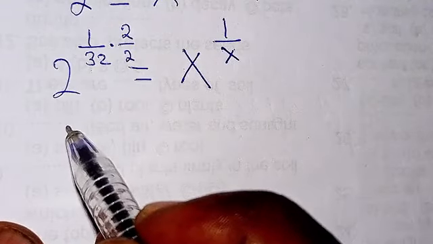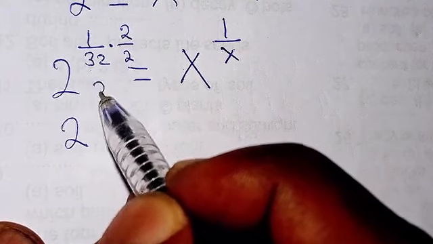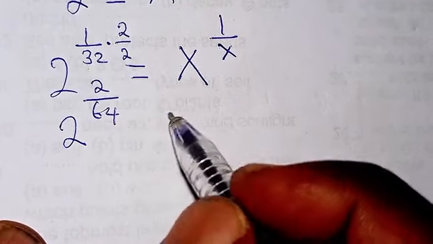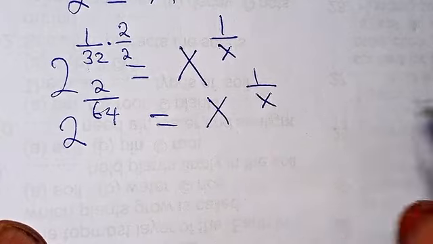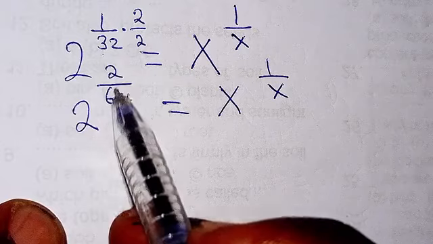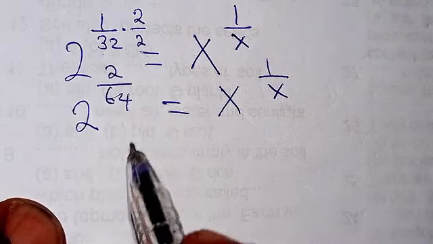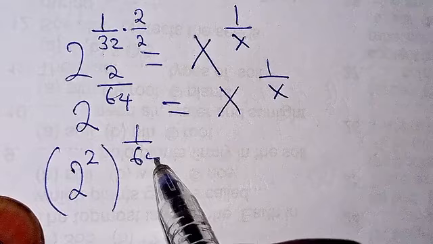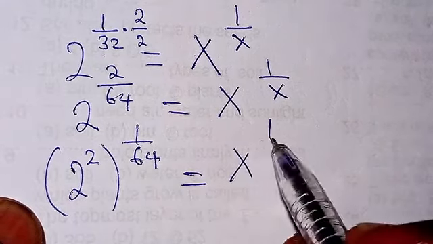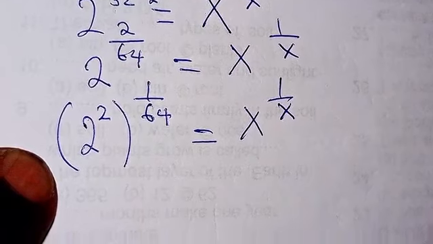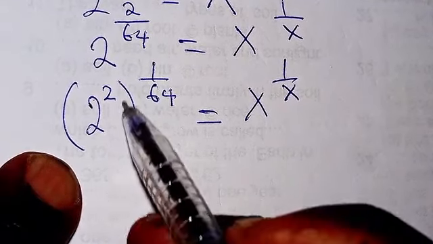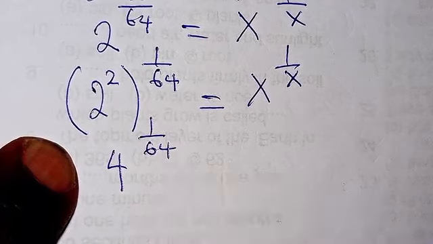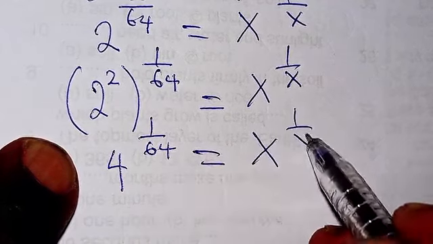But what we are going to do is write this in this form. 1 times 2 is 2. Then 32 times 2, we are going to have 64. So therefore 2 to the power 2 over 64 equals x to the power 1 over x. Now this 2 here, I will bring it inside like this. Then I'm going to have 1 over 64 outside, equals x to the power 1 over x. Are you getting it now? I do the same thing. You see that this one is going to give me 4. I have 4 raised to the power 1 over 64 equals x to the power 1 over x.